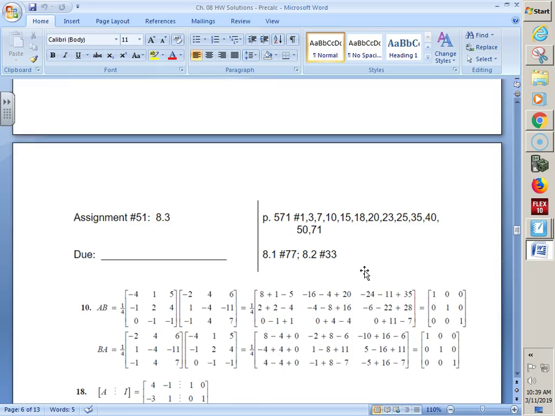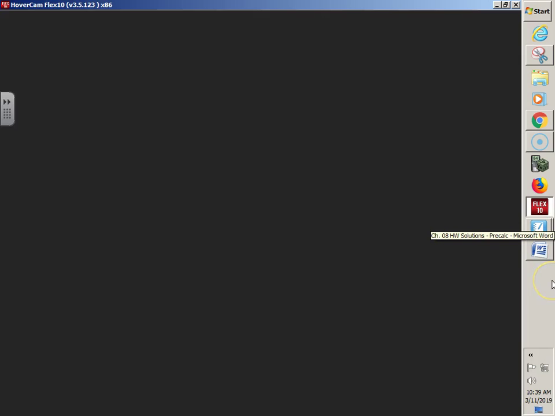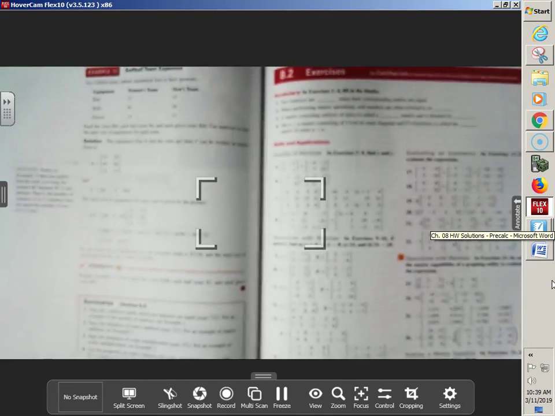Oh, that was the last one, huh? Okay. I do have my book open, I think, to section, oh, I'm sorry, I'm in chapter 9. That doesn't help you guys. Here we go. Section 8.2.